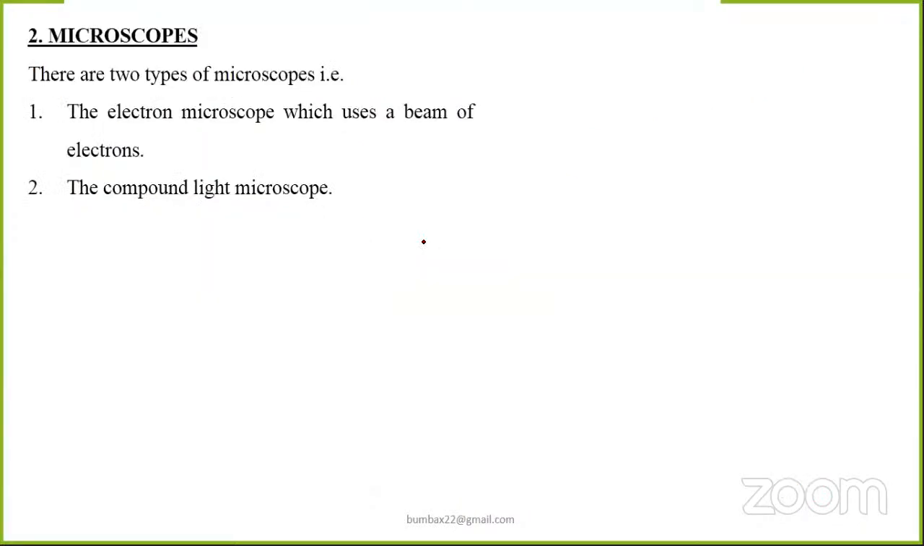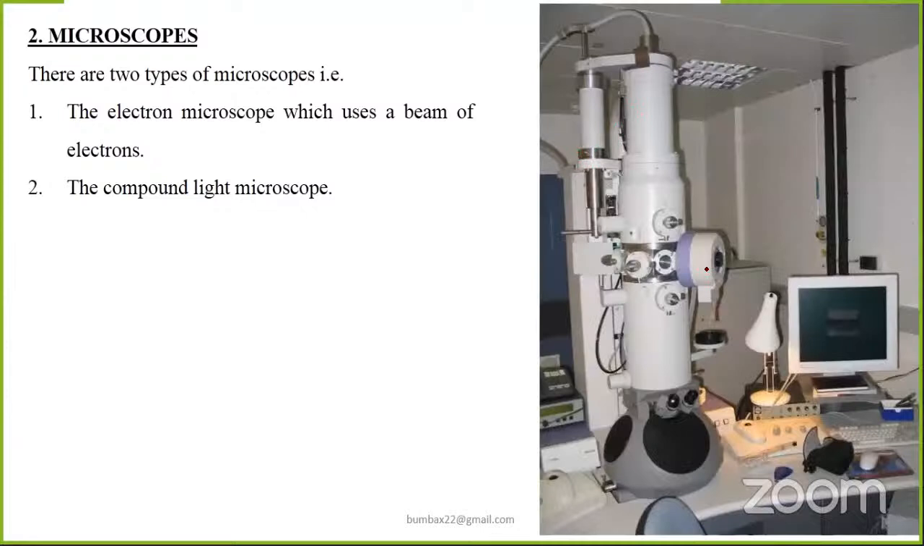And then another instrument that we normally use is called a microscope. I think it is one of the most important, because it enables us to see life that cannot be seen by our naked eyes. And there are two types of microscopes. We have the electron microscope, which uses a beam of electrons. So it is this one here. This is what we call an electron microscope.